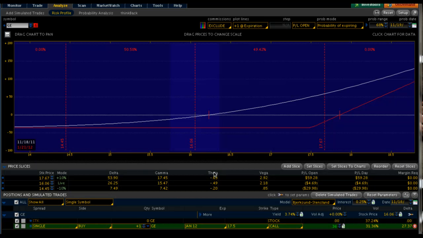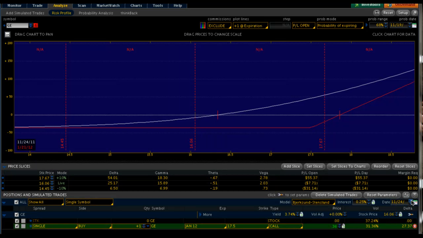Okay, so we got theta. We're losing 49 cents each day that passes, but actually it's time decay. The more time goes by, the more money you're going to lose. As you can see here, we just keep going.